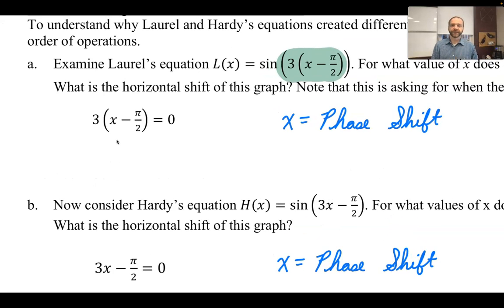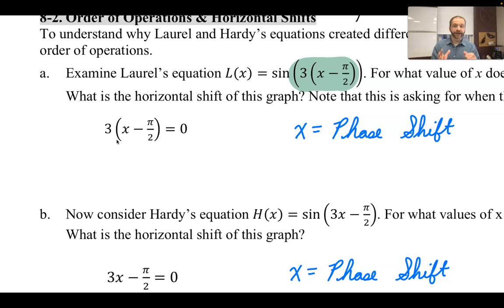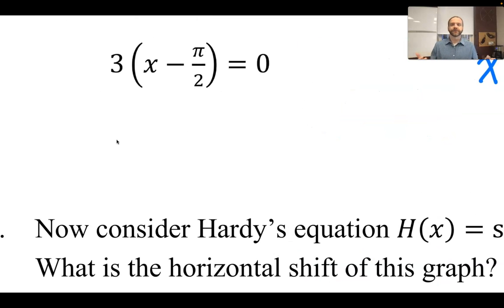So we're told to set the input of the sine equal to 0. So here we go. And how am I going to solve this? Well, I just need to solve for x, right? Some people go, oh, I could distribute 3, and then I would add over the 3 pi halves. But then I'm going to divide by 3. So I'm distributing 3 to the x, only to divide by 3 at the very end. Why not just divide by 3 right now?